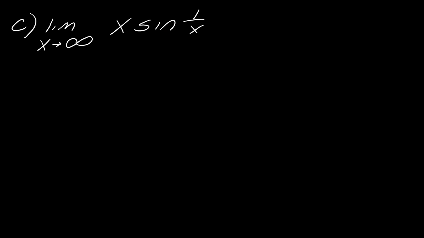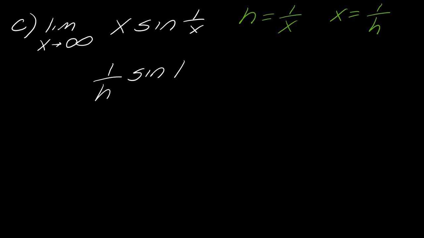I don't want this form. Instead, I'm going to declare a new variable, h. h is going to equal 1 over x, which would then make x equal 1 over h. So here's a substitution that I want to make. I want to change up how I think about this. Notice what happens when I do this: x becomes 1 over h, and sine of 1 over x becomes sine of h.